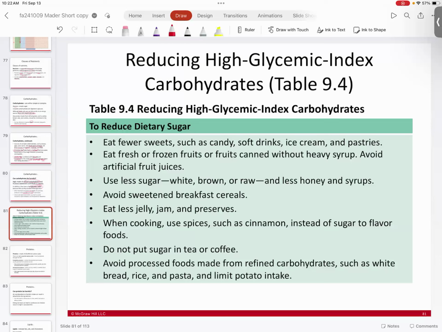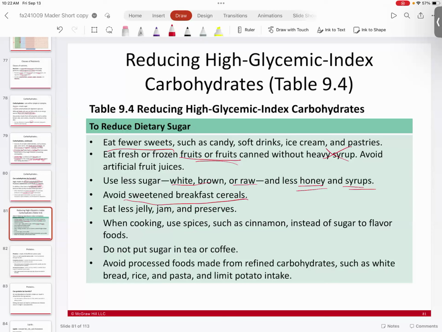So how do you reduce your high glycemic index? First of all, eat less sugar, right? So candy, soft drinks, ice cream, pastries, all the things we love. Don't eat as much, right? Eat fruit, right? So it can be fresh, frozen, canned, as long as it's not syrupy, right? Eat less pure sugar, like white, brown, or raw sugar. And anything else, a lot of people like honey, but honey has a lot of sugar in it. That'll go right to your blood glucose, and also syrups, right?